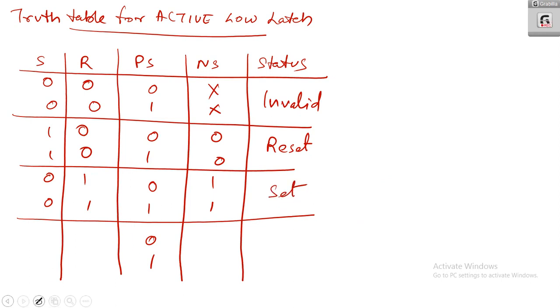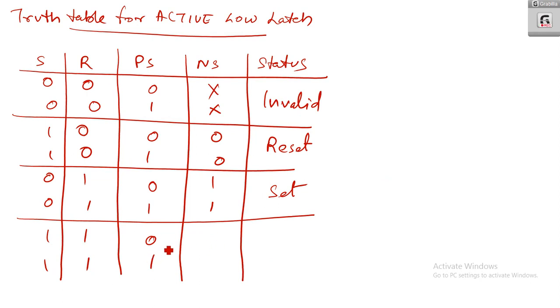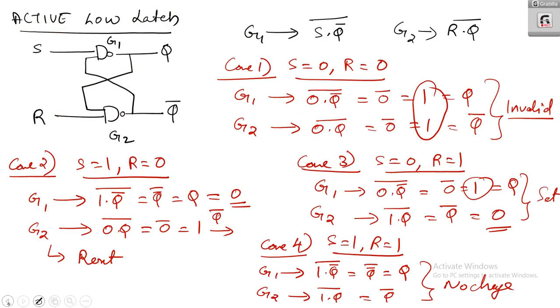Now coming to the next case, when S is equal to 1 and R is equal to 1, what will you get? You will get Q and Q bar itself. That means the present state is equal to the next state. That is, here you will get no change. So I think you have understood the truth table for the active low latch and the active high latch.